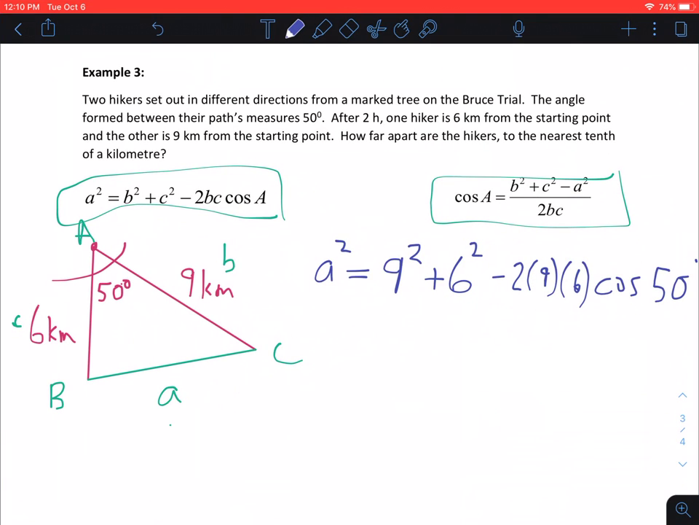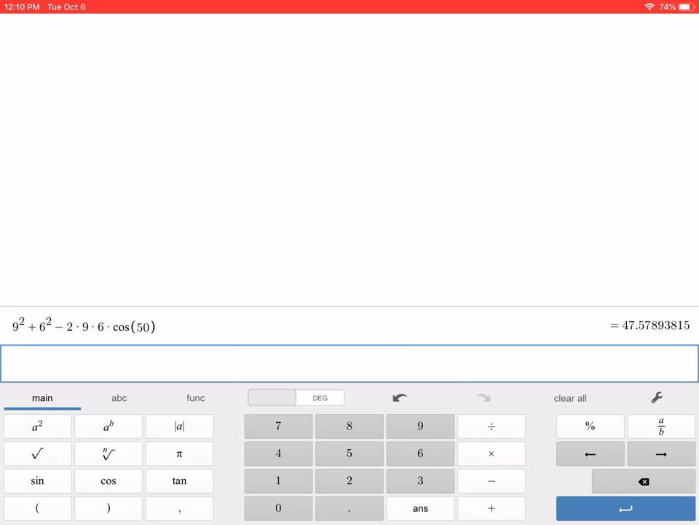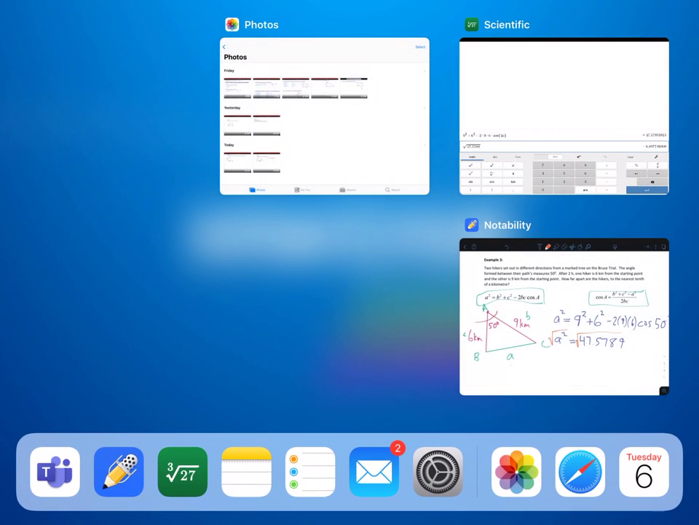Okay, so here I will have A squared equals 47.5789, but we don't want A squared, we want the length of A, so I need to take the square root of both sides. So I'll go back to my scientific calculator, and we're going to take the square root of 47.5789, and we get an answer of about 6.8977.